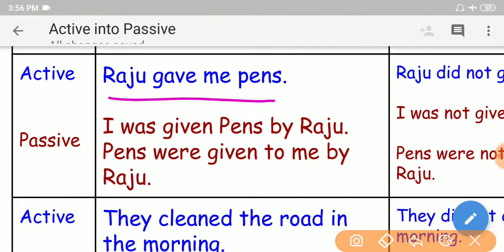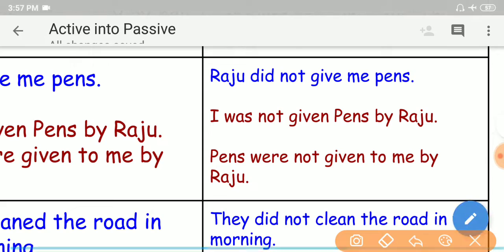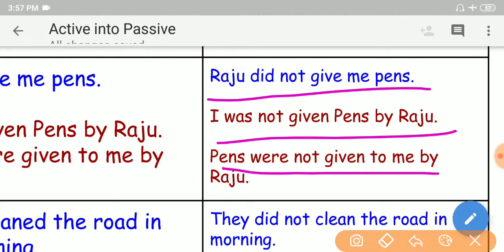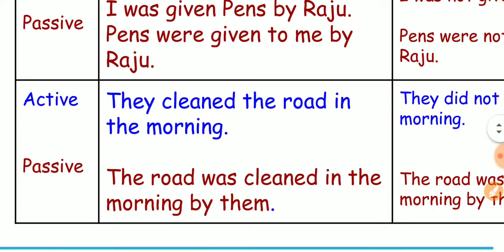Raju gave me pens. Here we have two objects. One is me, that's why the first sentence. The other one is pens, the second sentence, my dear friends. Raju gave me pens. I was given pens by Raju. Pens were given to me by Raju. We can frame the negative sentence like this also. Raju did not give me pens. I was not given pens by Raju. Pens were not given to me by Raju. These are the two passive voices of these two sentences.